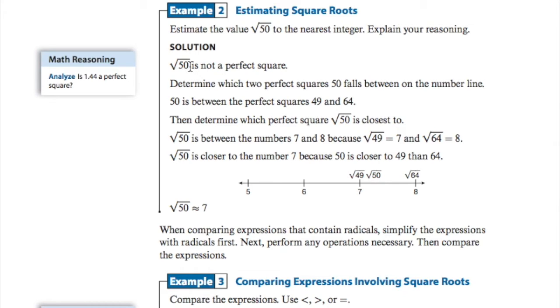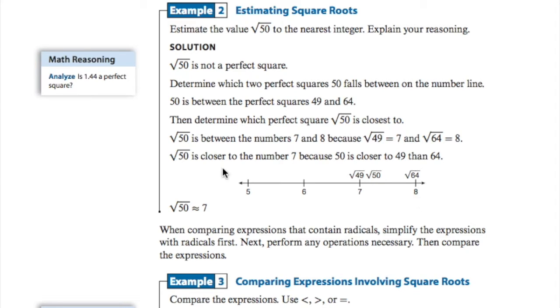6 times 6 is 36. 7 times 7 is 49. That's close to 50. And then 8 times 8 is 64. So 50 falls actually between 49 and 64. So it falls between what would be the square root of those two digits. To determine which two perfect squares 50 falls between on the number line, you have to calculate those squares. So 49 and 64. The square root of 49 is 7 and the square root of 64 is 8. So we would say that the square root of 50 falls between 7 and 8.